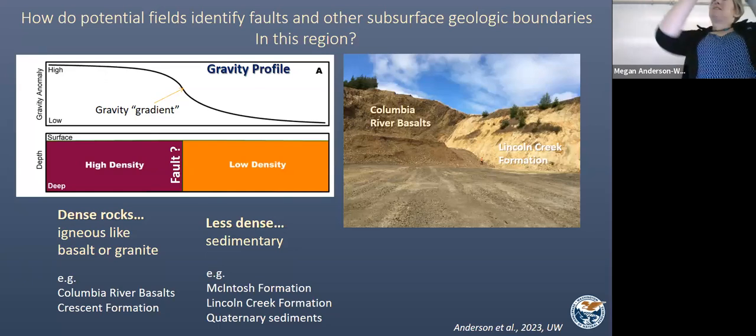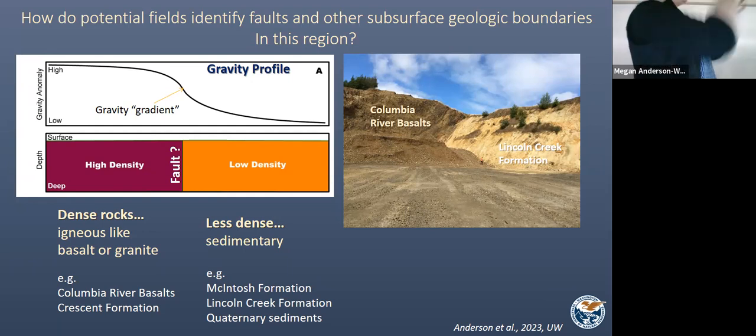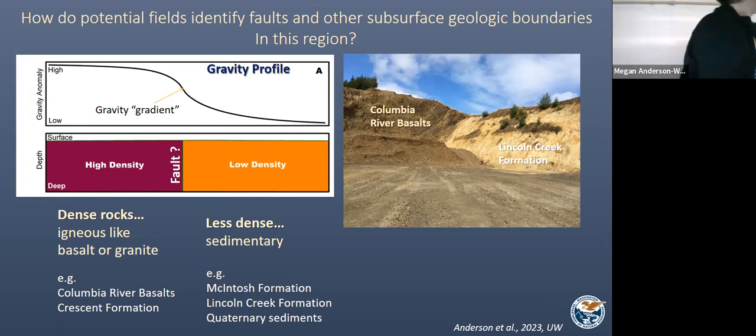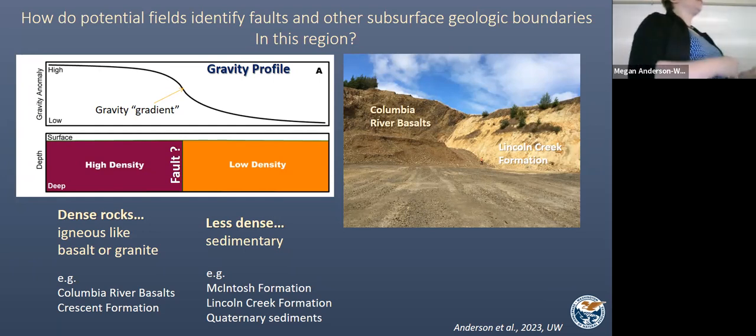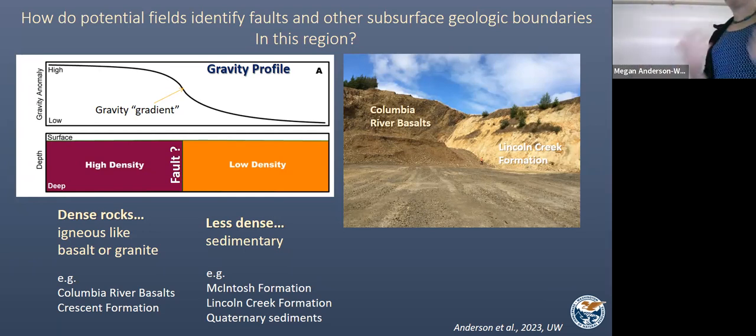And if you can find locations of those gradients, you might find places where you have faults. Or if you have a steeply dipping contact, if your rocks have been lifted up on edge and are exposed to the surface, but covered by trees. And so the dense rocks are rocks like igneous, basalt or granite, and less dense are sedimentary. And on the right, you can see a quarry in our field area. We have basalts, we have sedimentary rocks, and so we have some really nice density contrast in the geology that help us use this technique really effectively.